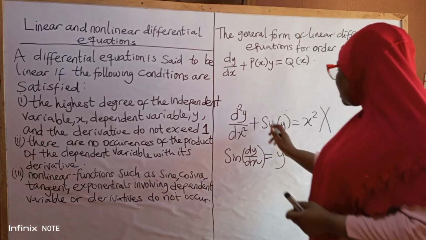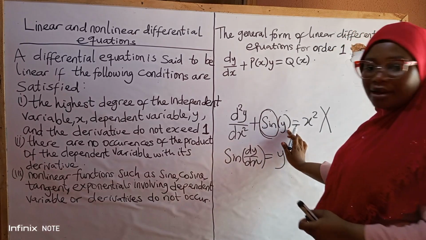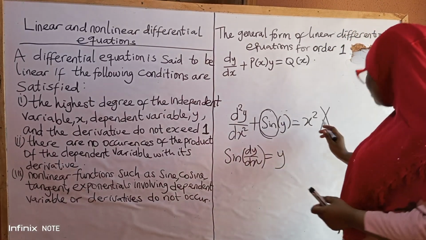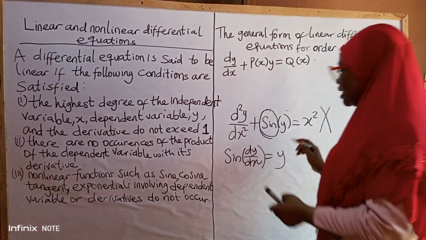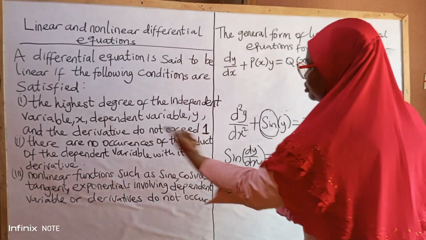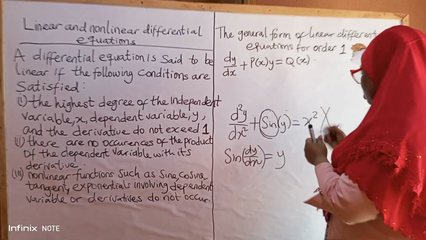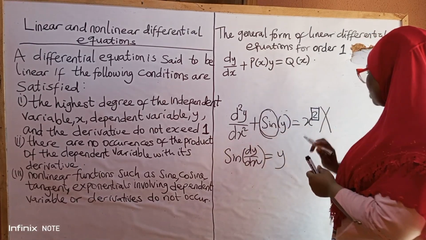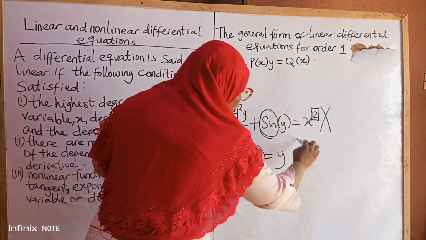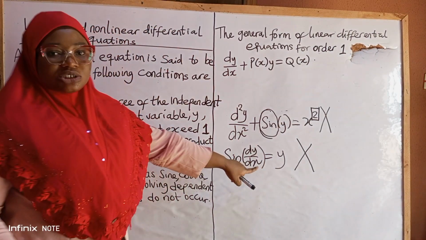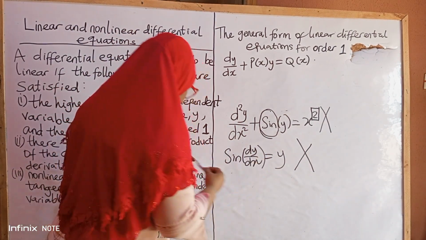So this one is not a linear differential equation. Why? Because here there is sine of y. And if you look at this one also, we said from the first condition that all the variables there, their degree must not exceed 1. So this one has exceeded 1, which is 2. Then the other one also is not a linear differential equation because there is the sine of the derivative.